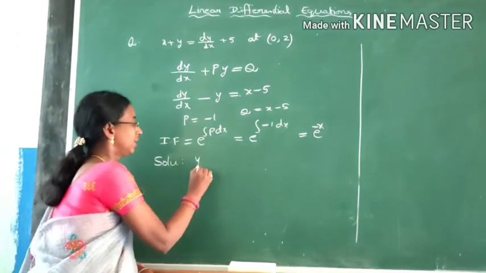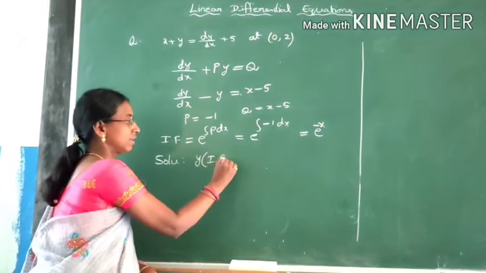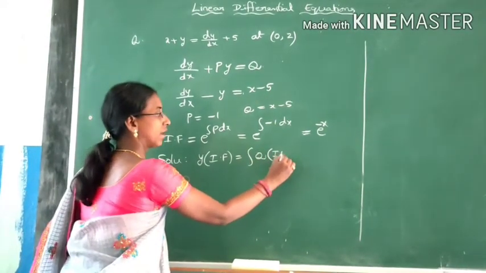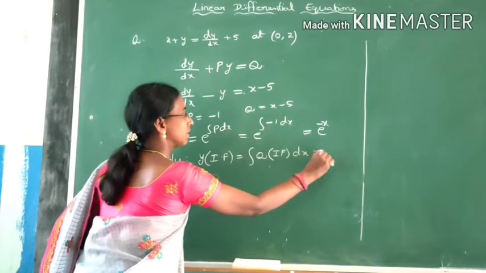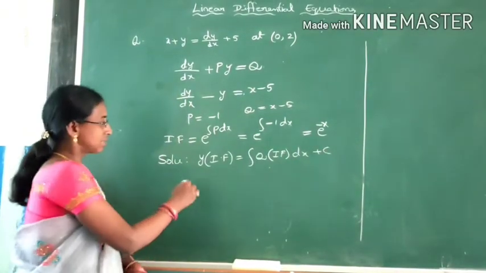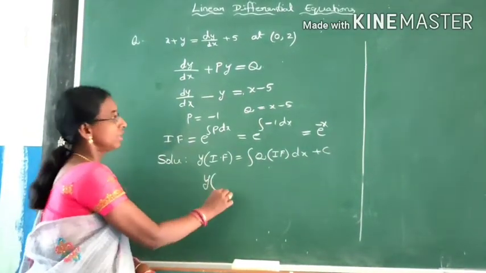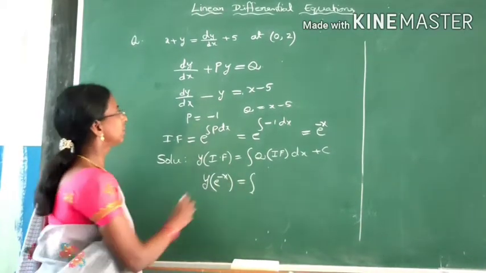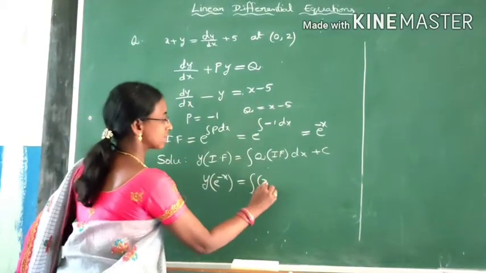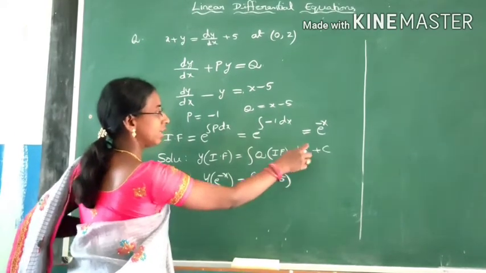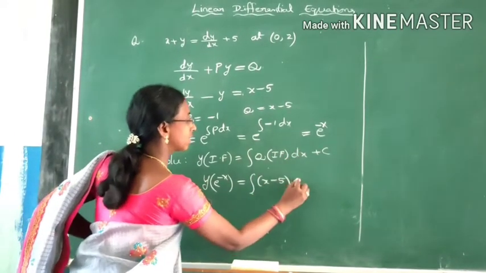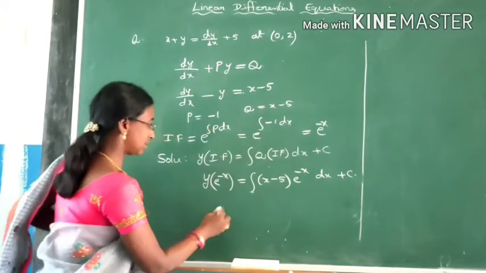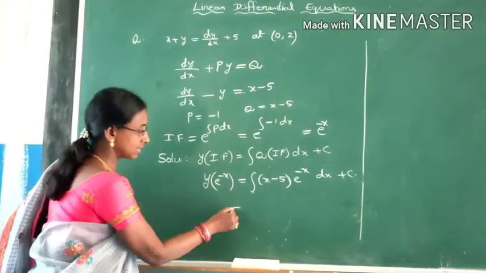The solution is y into integrating factor is equal to integration of q into integrating factor dx plus c. Apply and substitute: y into the integrating factor, which is e to the power minus x, is equal to the integration of q, which is x minus 5, and the integrating factor e power minus x dx plus c. There is nothing to do on the left hand side.